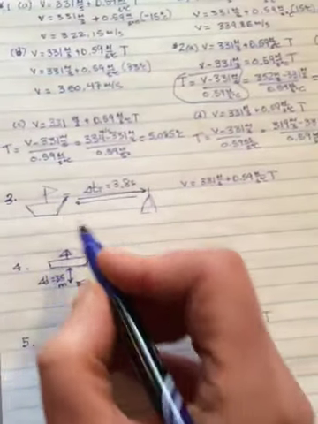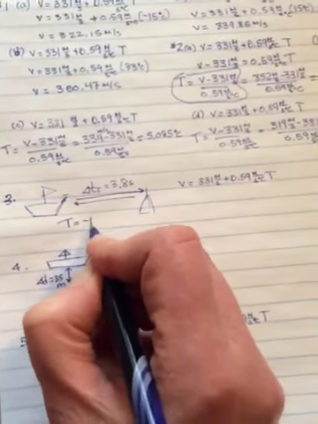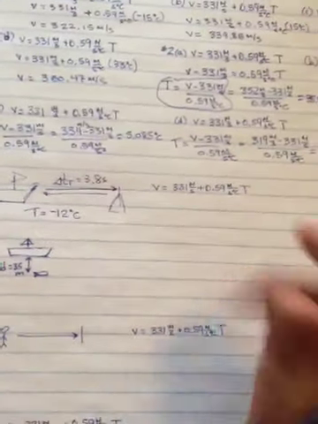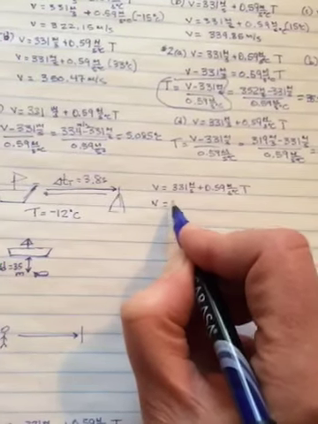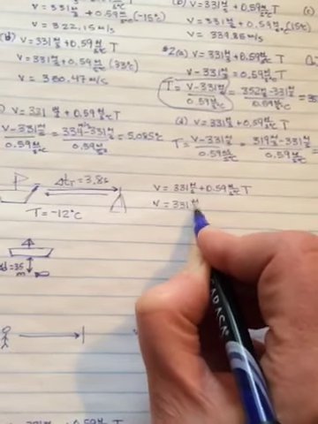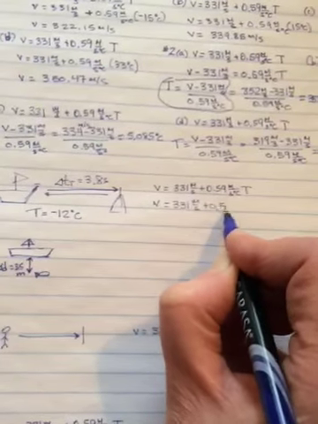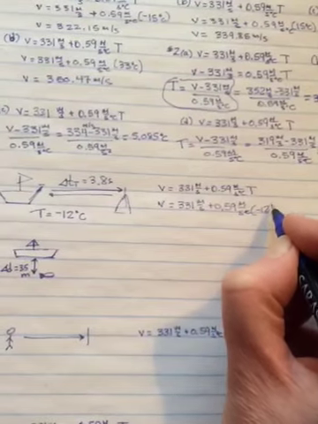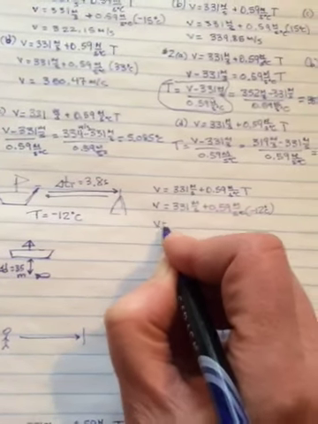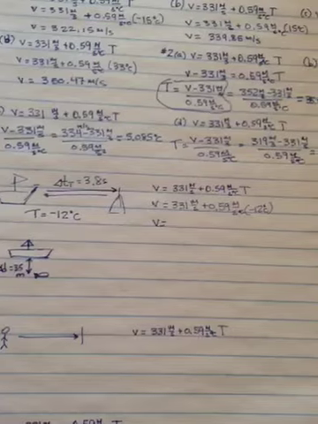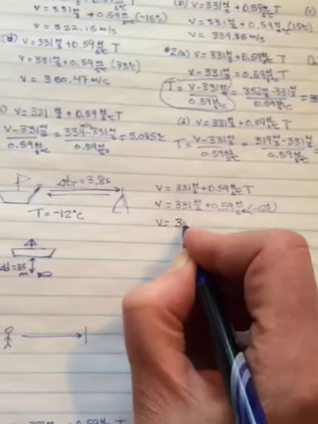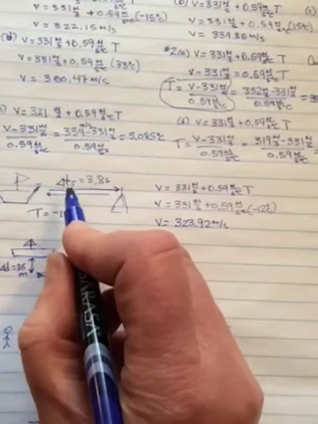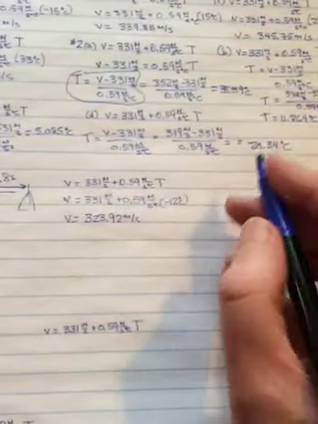Okay, and the question says the temperature is negative 12 degrees Celsius. And it wants to know how far away is the iceberg. So the first thing you're going to do is figure out what's the speed with that negative 12. So 331 meters per second plus 0.59 meters per second degrees Celsius times negative 12 degrees Celsius. And so you will get a speed of 323.92 meters per second.